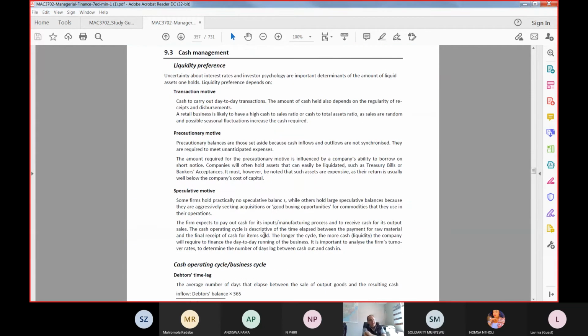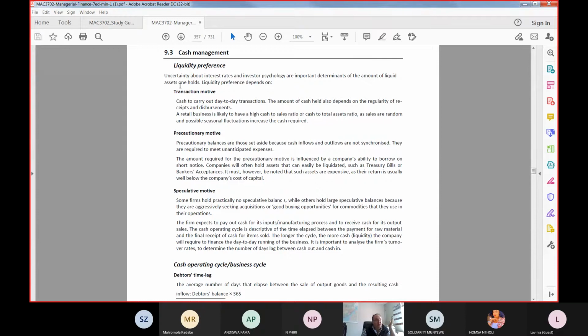Liquidity preference. So these are your different types of liquidity modes. We have the transaction liquidity, the precautionary liquidity, and the speculative liquidity. You understand what liquidity means? It's having cash, debtors, creditors, and stock liquid. Not just being on overdraft, not just having too much stock, not just having too many debtors, it is actually having a balanced cash flow.